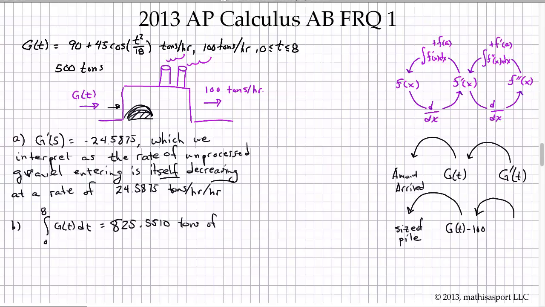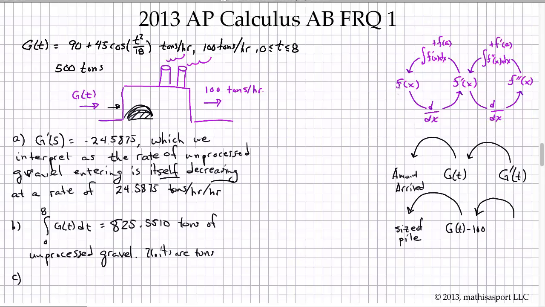Tons of unprocessed gravel. The units, of course, are tons. That's probably redundant, we don't need to say that, but I want to point out again that the two rates and the integral we're talking about are in tons per hour squared, tons per hour, and tons, because we're integrating with respect to time each time, and the units of time are hours in the example.